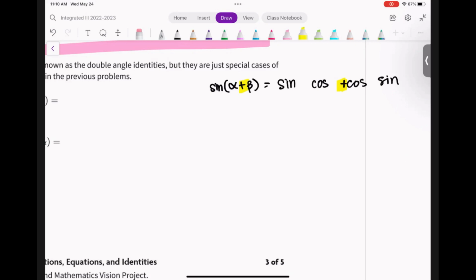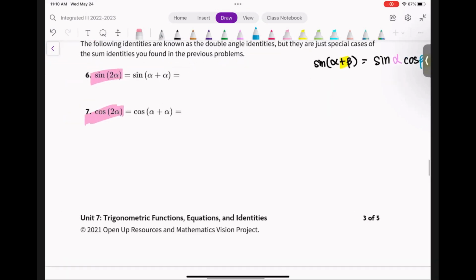Okay. And then I'm just going to go through with alpha and then beta. Those are just Greek letters. Just think about them as X and Y. But in the land of trig, we tend to use Greek letters because the other letters actually mean something in math, right? So I'm going to use this identity to rewrite sine of alpha plus alpha.